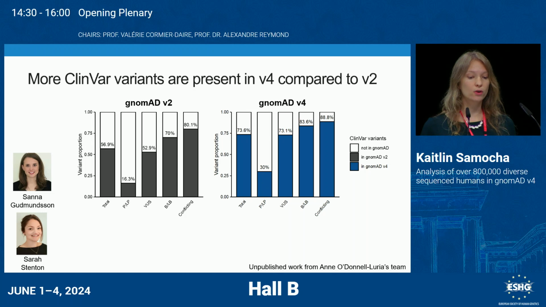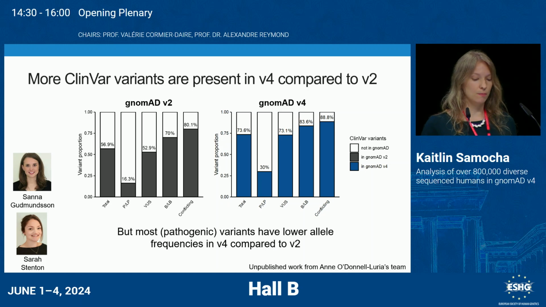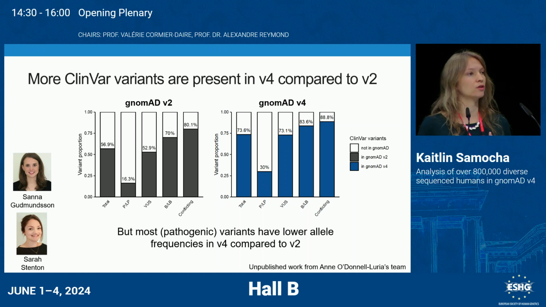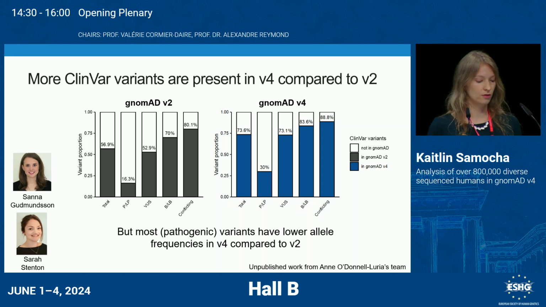But as we move to v4, we see this jump. In fact, the number of likely pathogenic ClinVar variants in gnomAD v4 is 30%, so this has doubled. And in total, you see it's about 73% across the board. However, when we dig into this a little bit more, we do see that most of the pathogenic variants have lower allele frequencies in v4 compared to v2 when they were both present, so that's at least nice to see. We got a little lucky or unlucky, however you consider it, in our first wave. But we really wanted to see what was going on here.